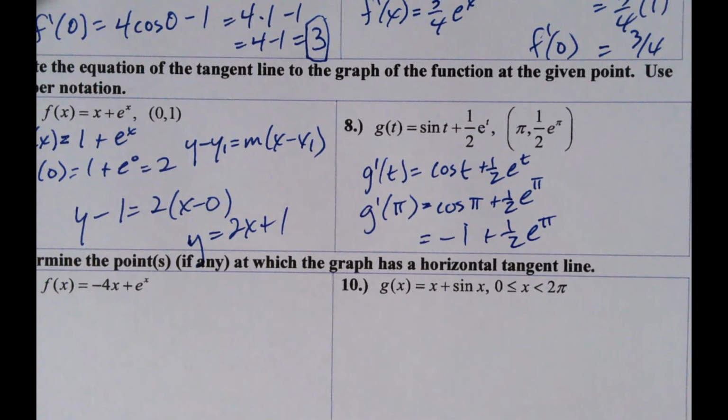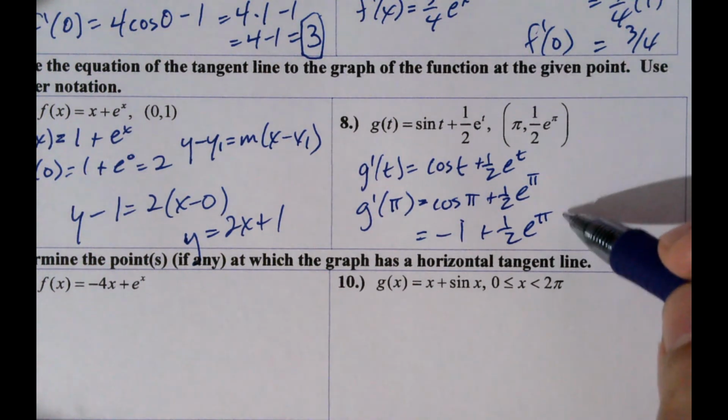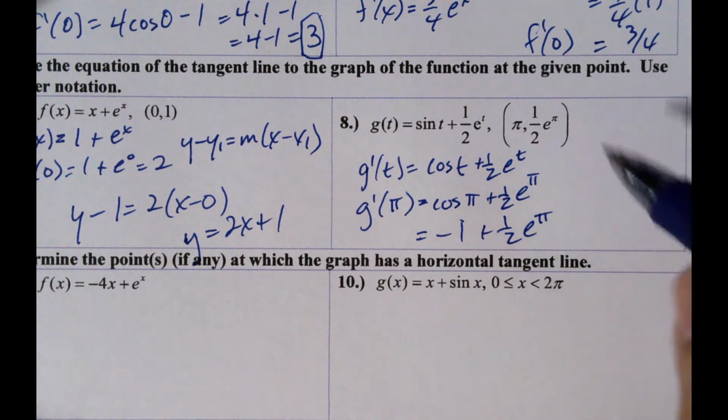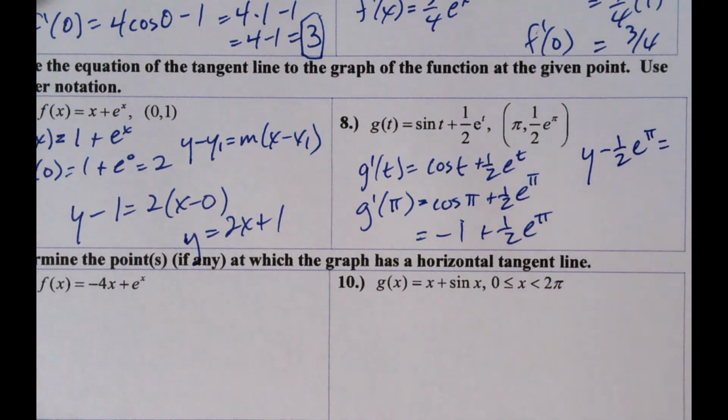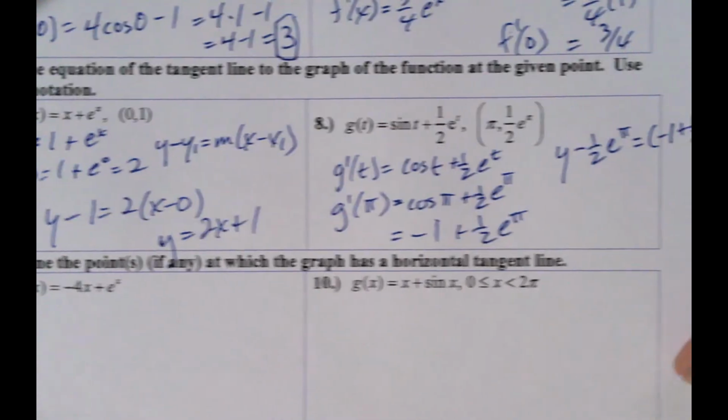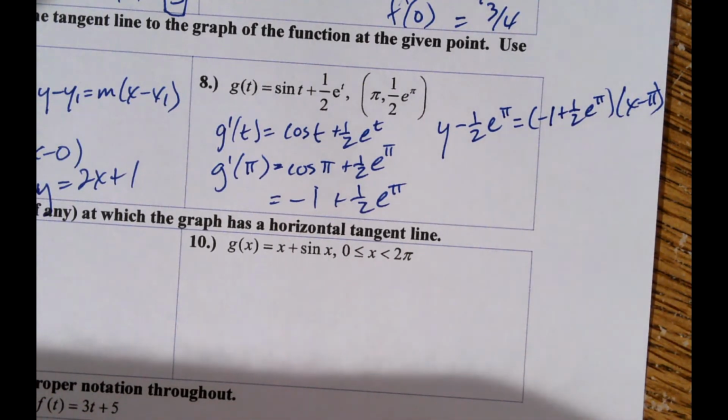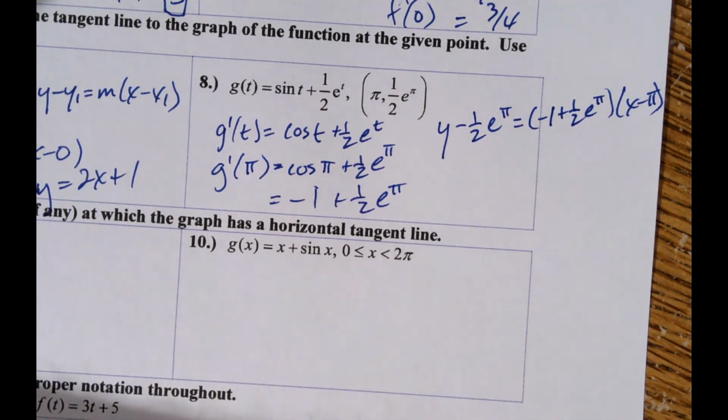Oh, joy. All right. So this kind of suggests that this is going to clean up really weird. So you plug it in, so it's y minus the y value, so it's y minus 1 minus 1/2 e to the pi equals the slope, which is this mess, -1 plus 1/2 e to the pi, times x minus pi. So that is the equation of the line. Okay, so you could try to clean that up. The way this is written, it suggests that it should clean up. No, it doesn't. It does not clean up. I'll clean it up anyways for, I don't know.